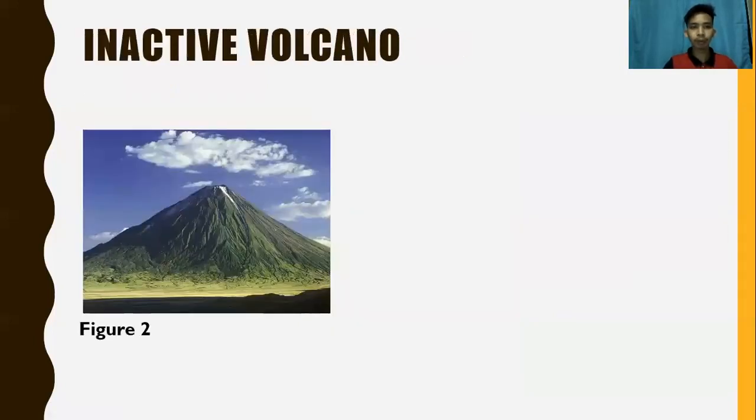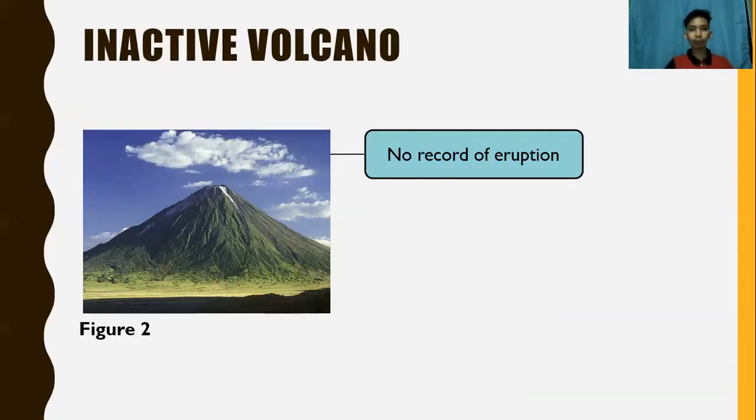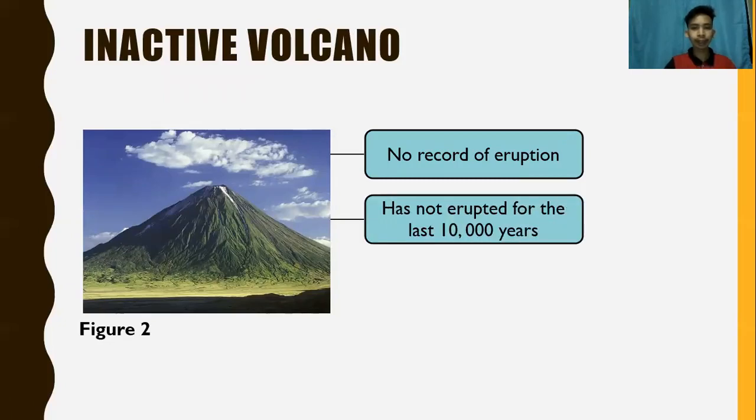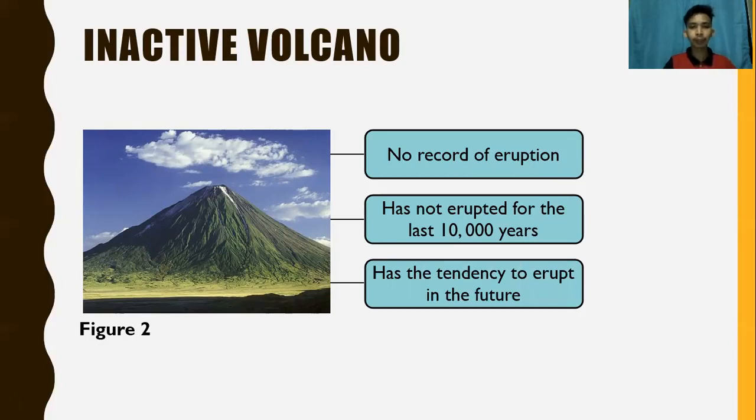Next, how about inactive volcanoes? Again, look at figure number 2. So we can describe an inactive volcano as having no record of eruption. Therefore, it has not erupted for the past 10,000 years. And it has a tendency to erupt in the future. So this inactive volcano has a tendency to become active in the future. These are the characteristics of an inactive volcano.